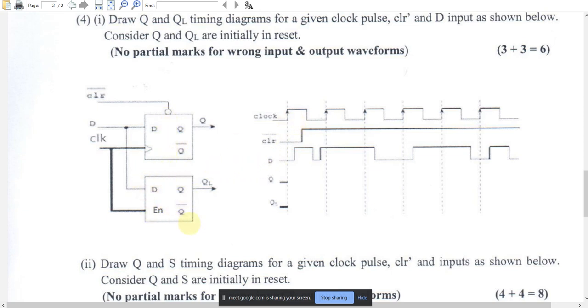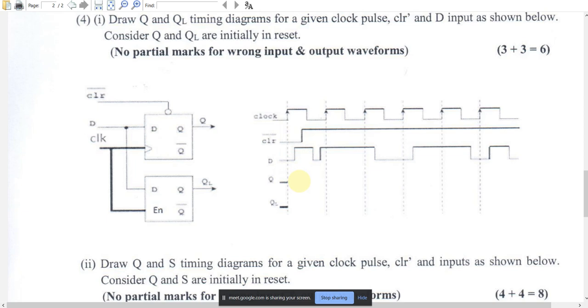Here there is no clear given, so you can assume that this is working just like a normal flip-flop. So whenever the positive edge of the clock comes, it will follow D. Here there is a clear also, right? It is given as clear bar. That means whenever the clear is 0, it will be reset to 0, and then subsequently this is enabled throughout. So it will follow whatever D is during this phase. When clear bar is 0 out here, it will be cleared, so that it will be 0 here.